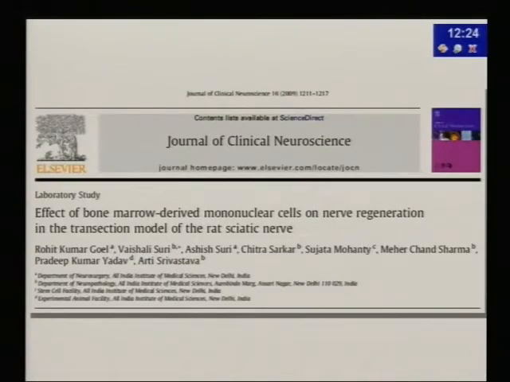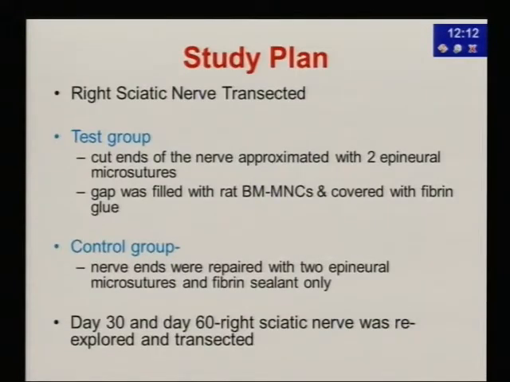Animal studies are very good for establishing proof of concept. So this was the first study. We tried to do it in a rat sciatic nerve transection model in Wistar rats to see if bone marrow derived mononuclear cells can be helpful. We made two groups, a test group and a control. In the test group, we gave bone marrow mononuclear cells mixed with fibrin glue, which acted like a scaffold. And in the control group, we only gave fibrin sealant, no stem cells from the bone marrow. We did the evaluation at day 30 and day 60.